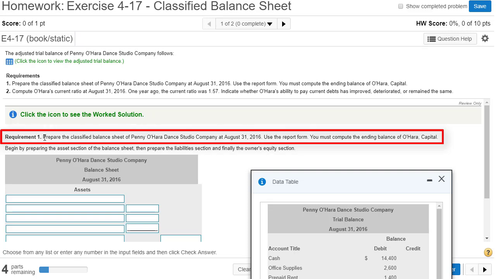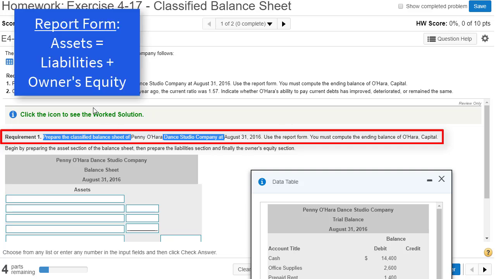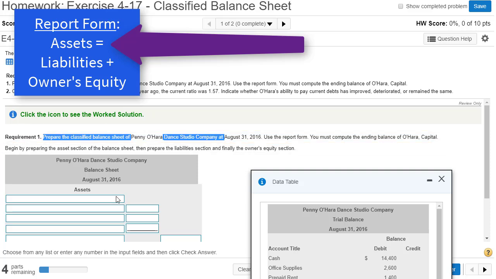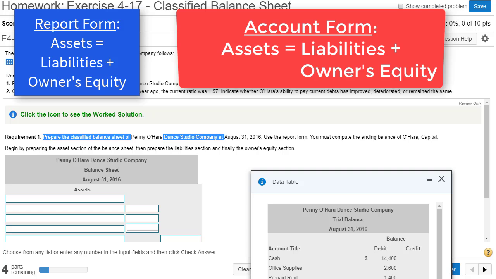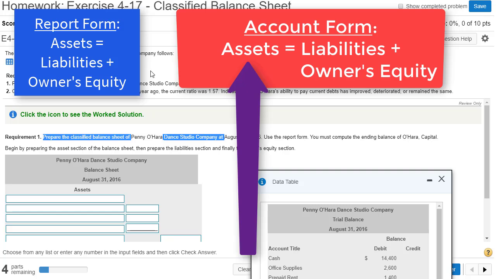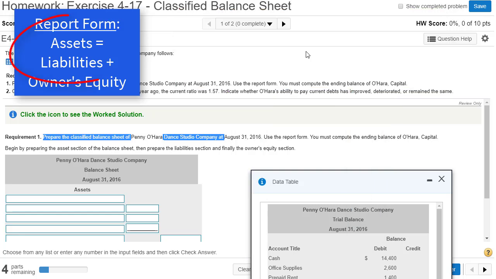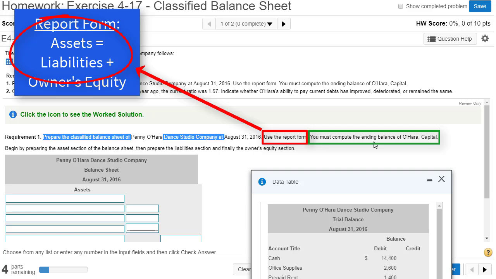So our job is to prepare the classified balance sheet of Penny O'Hara Dance Studio Company as of August. Use the report form. Report form just means you have assets on top and then liabilities and equity are below that. The account form, you would have the assets on the left and liabilities and equity on the right. But we're going to do the report form. You must compute the ending balance of O'Hara Capital.